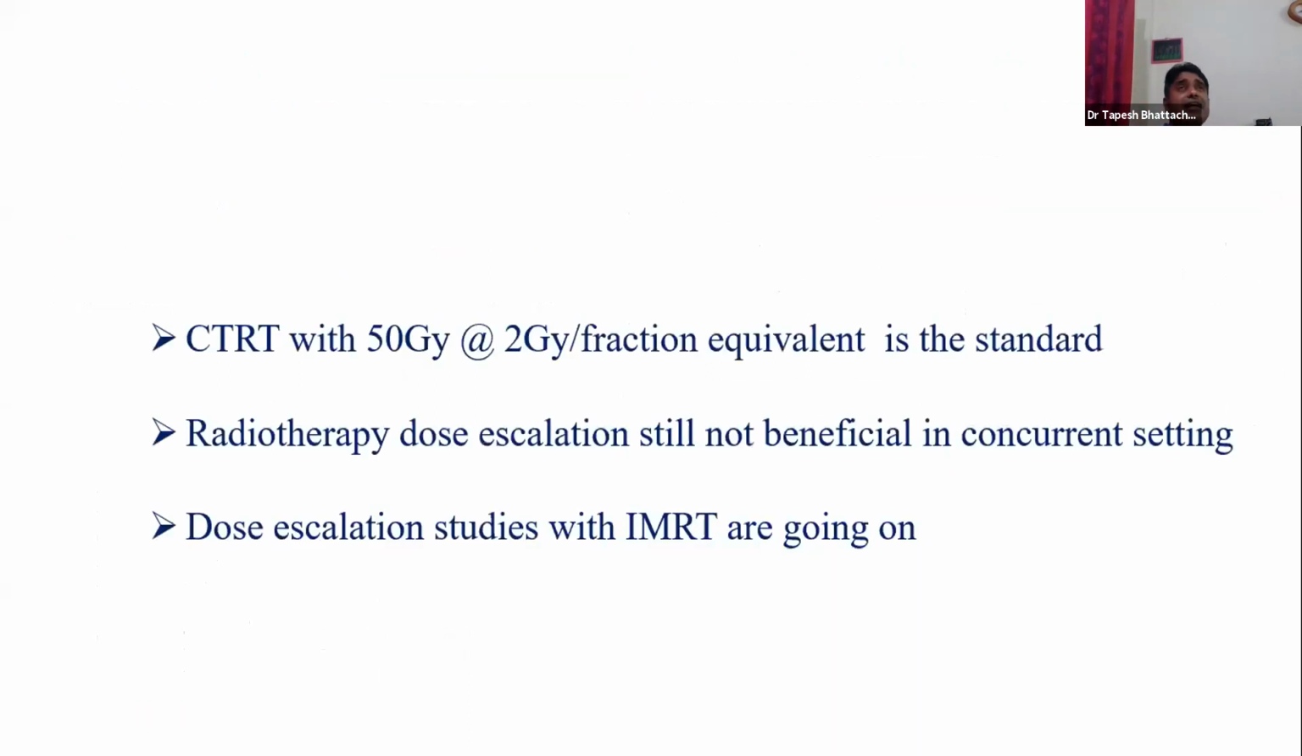So what we have got till now is that CTRT with 50 gray at 2 gray per fraction equivalent is the standard till now. Radiotherapy dose escalation is still not beneficial in the concurrent setting. Dose escalation studies with IMRT and conformal techniques are going on, but still we are following CTRT with 50 gray at 2 gray per fraction. Yes, there are many dose-escalated studies going on, starting from SCOPE 2, and many other trials.